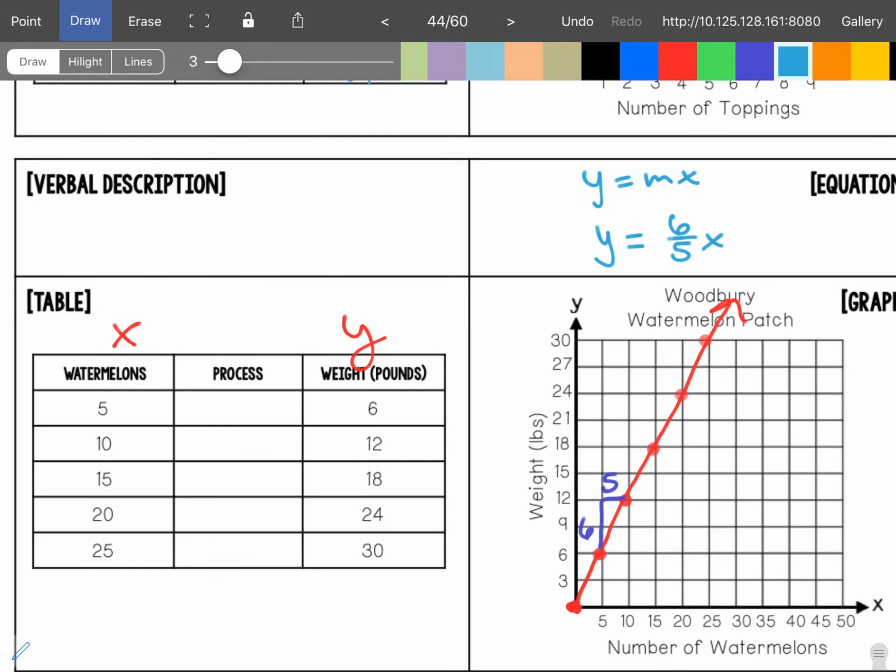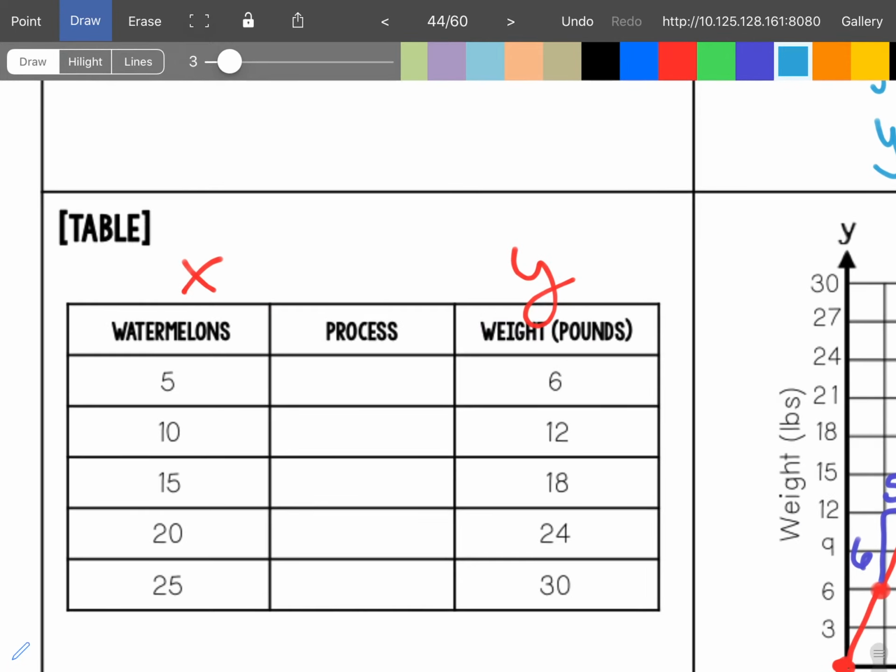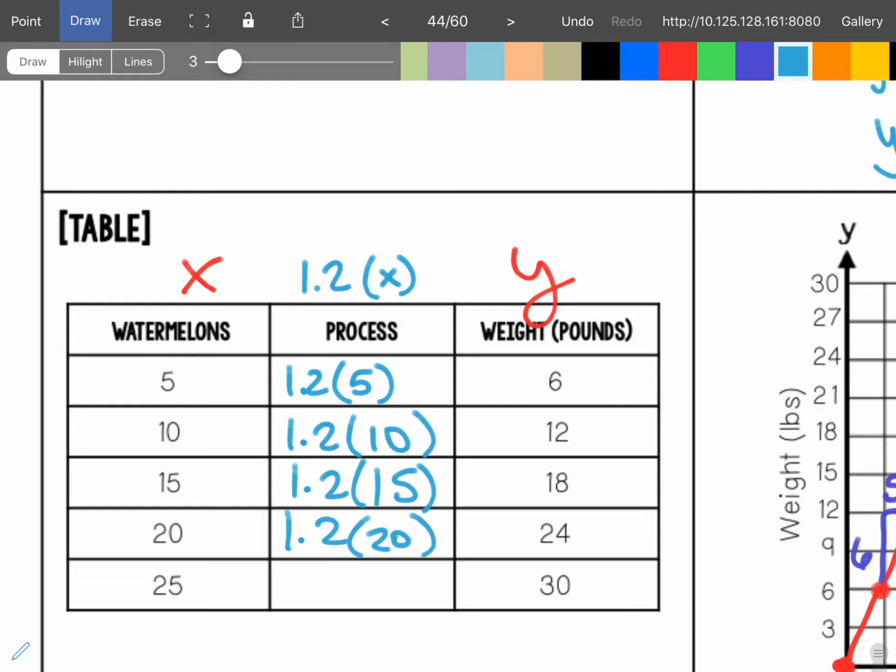All right. Then if we want to use that equation over here, 6 over 5 is the same thing as 1.2. If we do 6 divided by 5, we get 1.2. So maybe we should write both of those. y equals 1.2x. Because you might prefer to use the 1.2 times x when you're doing this part. So 1.2 times 5, if you type that in your calculator, gives you 6. And 1.2 times 10 is 12. And 1.2 times 15 is 18. 1.2 times 20 is 24. And 1.2 times 25 is 30.